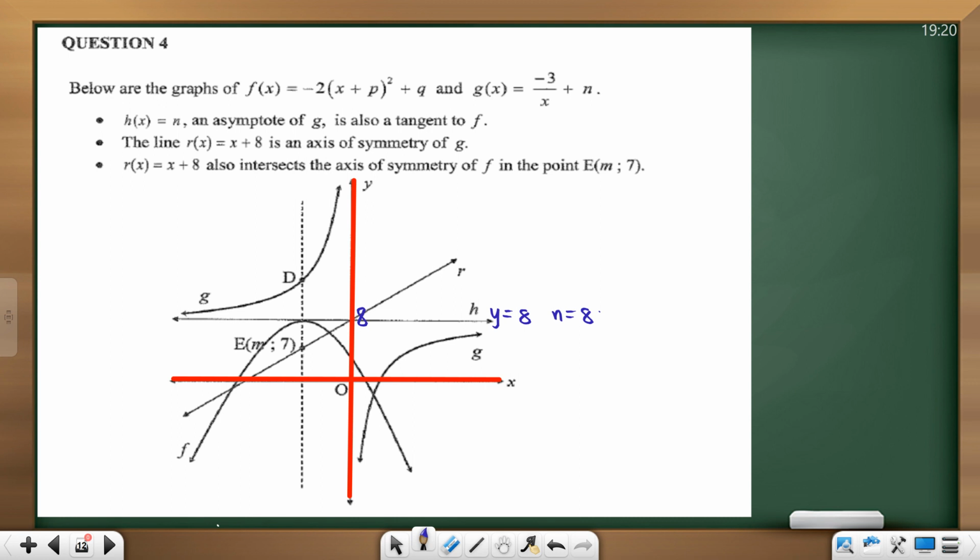Please, everybody get me the value of m. Look at m. M is on which line? M is on R. Do you know the equation of R? Y equals x plus 8. Not a point on that point. Come on, get me M. Get me M.